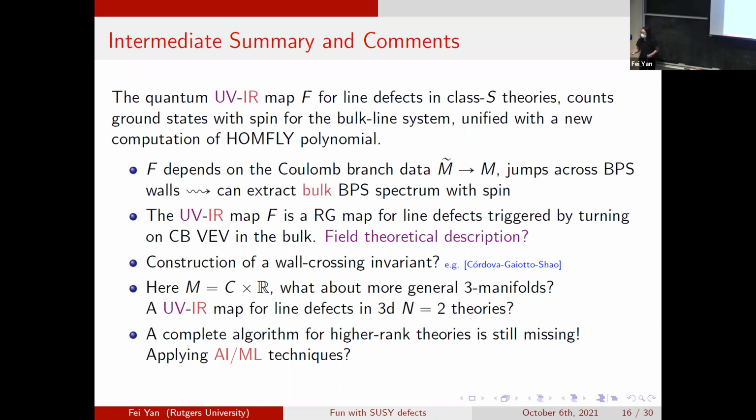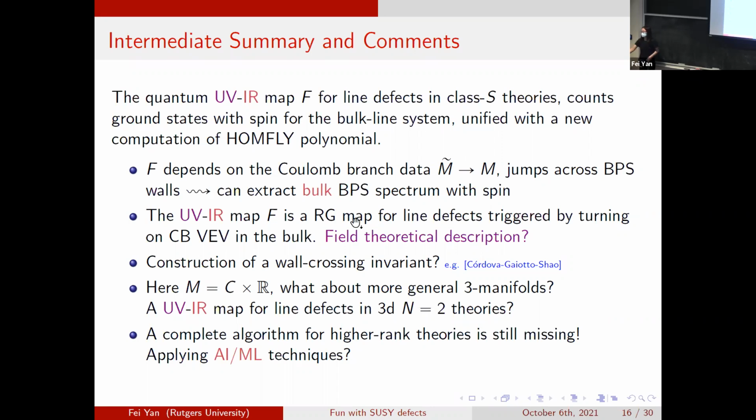And one thing, the first remark I would like to make is a little bit technical. Namely, this UV-IR map up here, it depends on some Coulomb branch data. So it has some wall crossing behavior. By studying this wall crossing behavior, one can extract the bulk BPS spectrum with spin. So that just corresponds to the remark I made at the beginning of the talk. By studying the bulk response to insertion of the lines, you could extract information about the bulk spectrum.